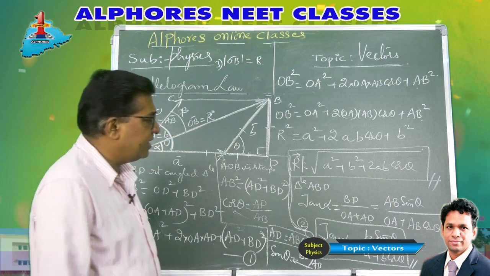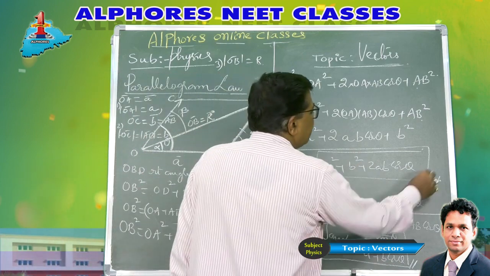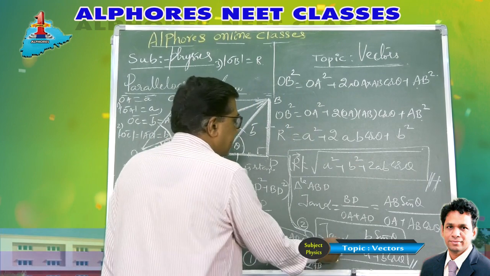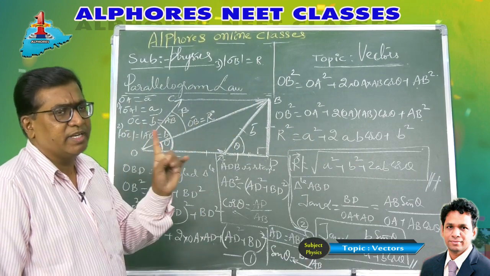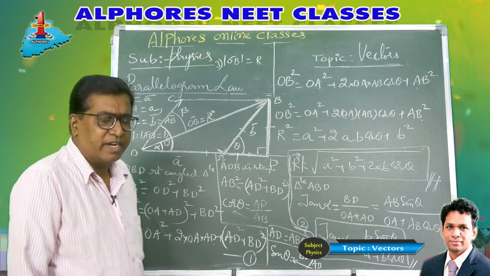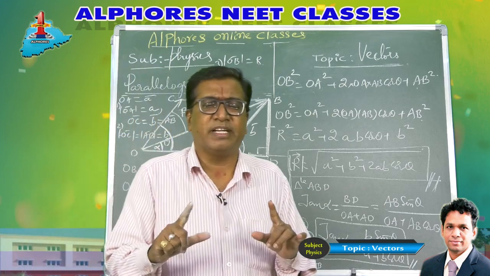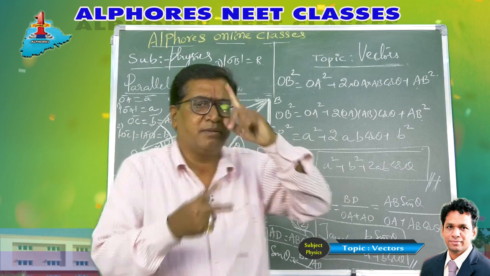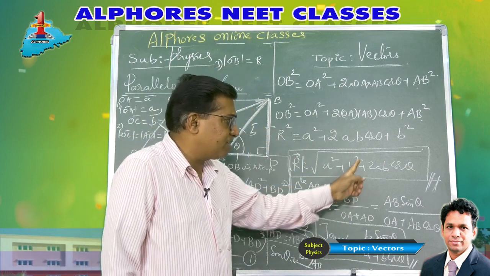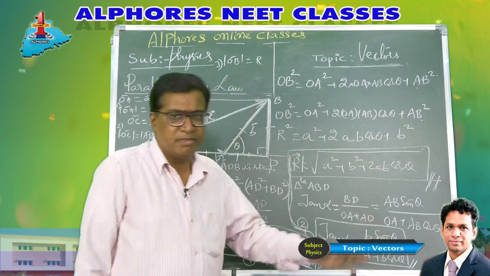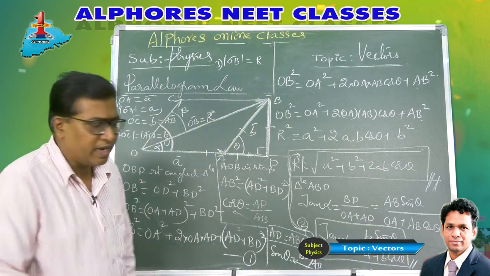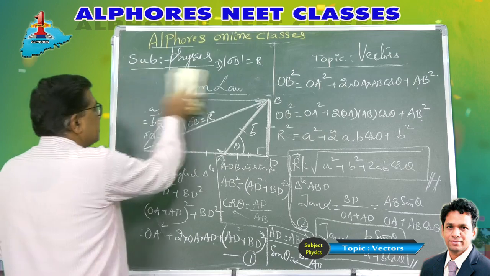So this way by mathematical formula you find the magnitude and direction of the resultant vector of two vectors acting at a point at an angle theta. So two vectors A bar, B bar acting at a point at an angle theta, then the resultant magnitude is root of A square plus B square plus 2AB cos theta, direction tan alpha is B sin theta by A plus B cos theta. So this way you find the resultant of two vectors.